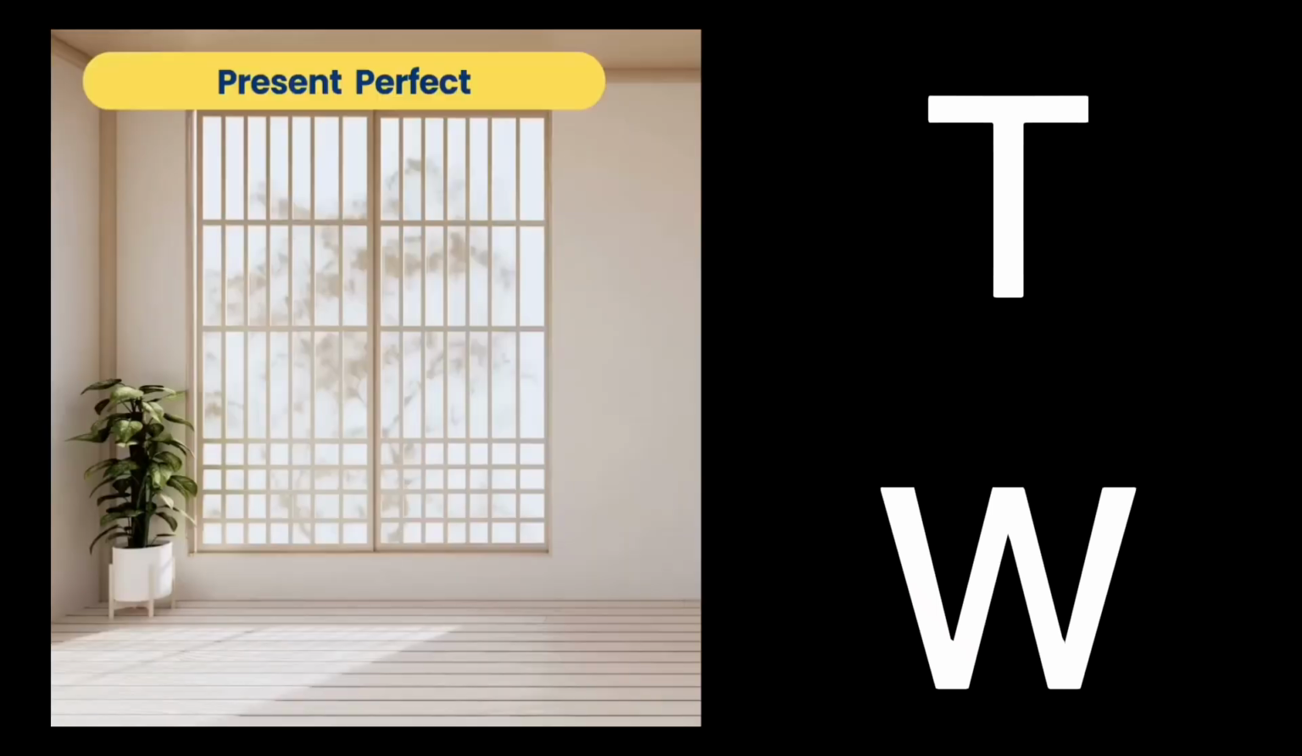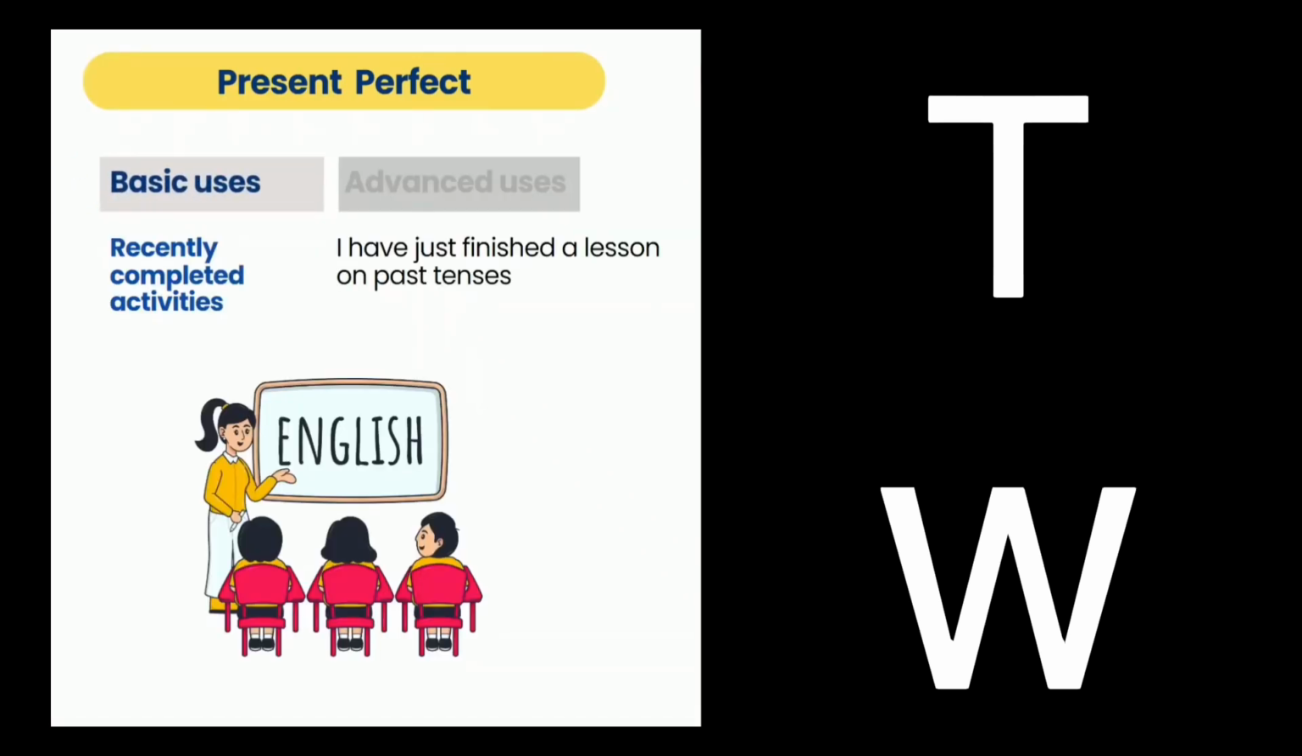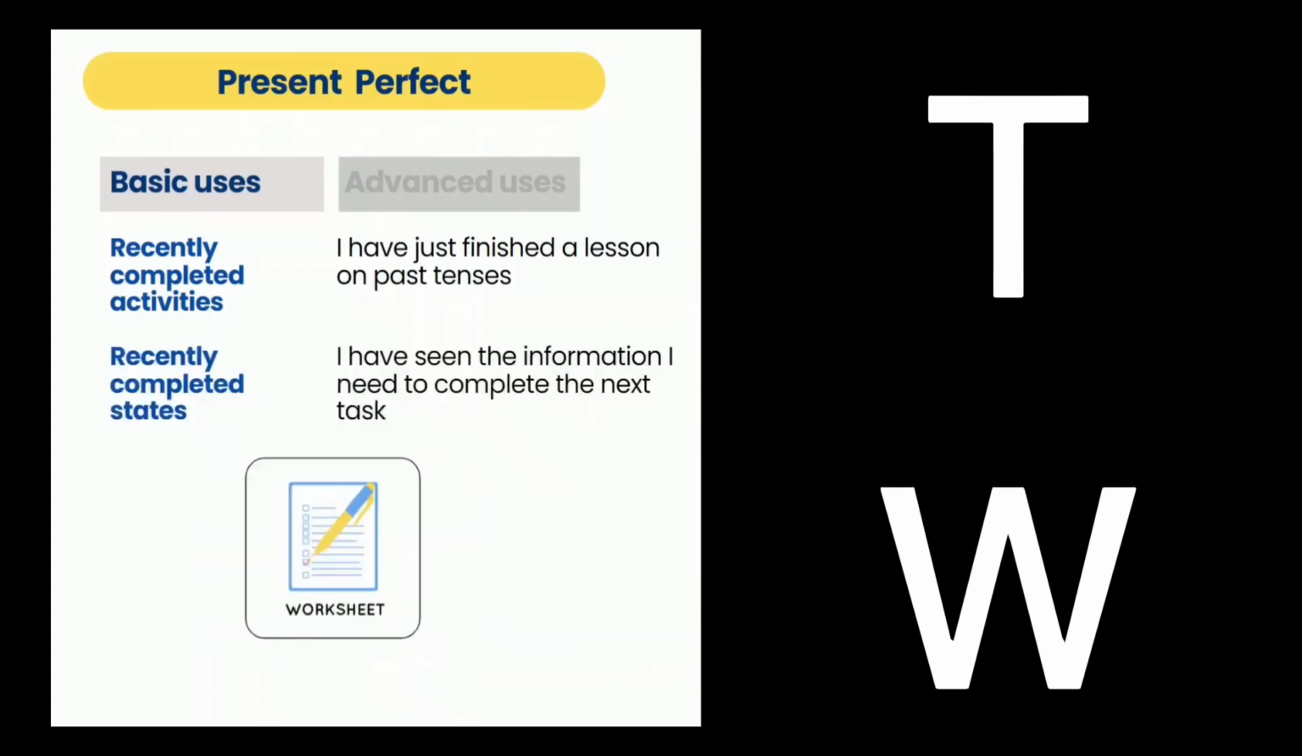Now let's look at the rules for the present perfect. The basic uses of the present perfect include this: recently completed activities. For example, I have just finished a lesson on past tenses. It was completed recently. Also for recently completed states, I have seen the information I need to complete the next task. So seen here is a state verb from to see, often used as a state verb.